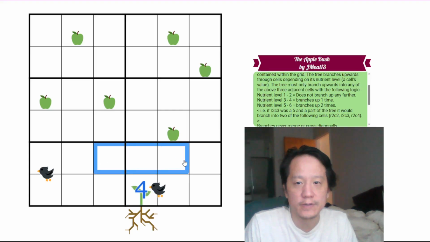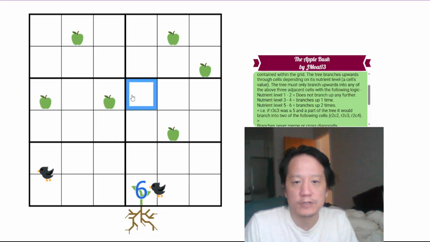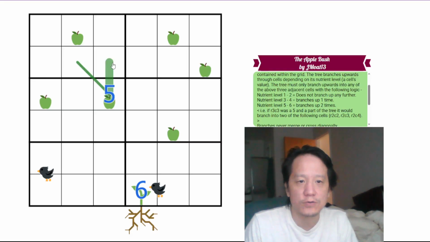That is, in the 3 adjacent cells above it. And if it's 5 or 6, it branches up 2 times. So for example, if row 3, column 3 was a 5, and part of the tree, it would branch into 2 of the following cells: row 2, column 2, row 2, column 3, or row 2, column 4. So it could branch something like this, or this, or this, or this, or this, or this.